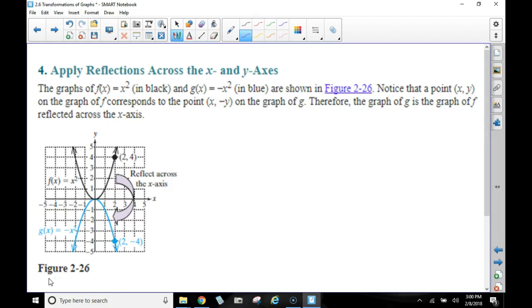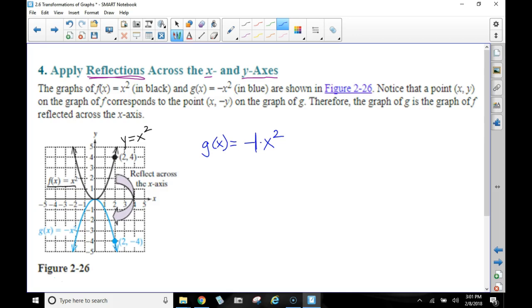So the next type of transformation involves reflections across either the x-axis or the y-axis. As an illustration, here's our parent function in black, just y equals a positive x squared. And if you were going to graph g of x equals the opposite of x squared, this is understood to be -1 times x squared. That really makes all these y values that were positive negative and vice versa.